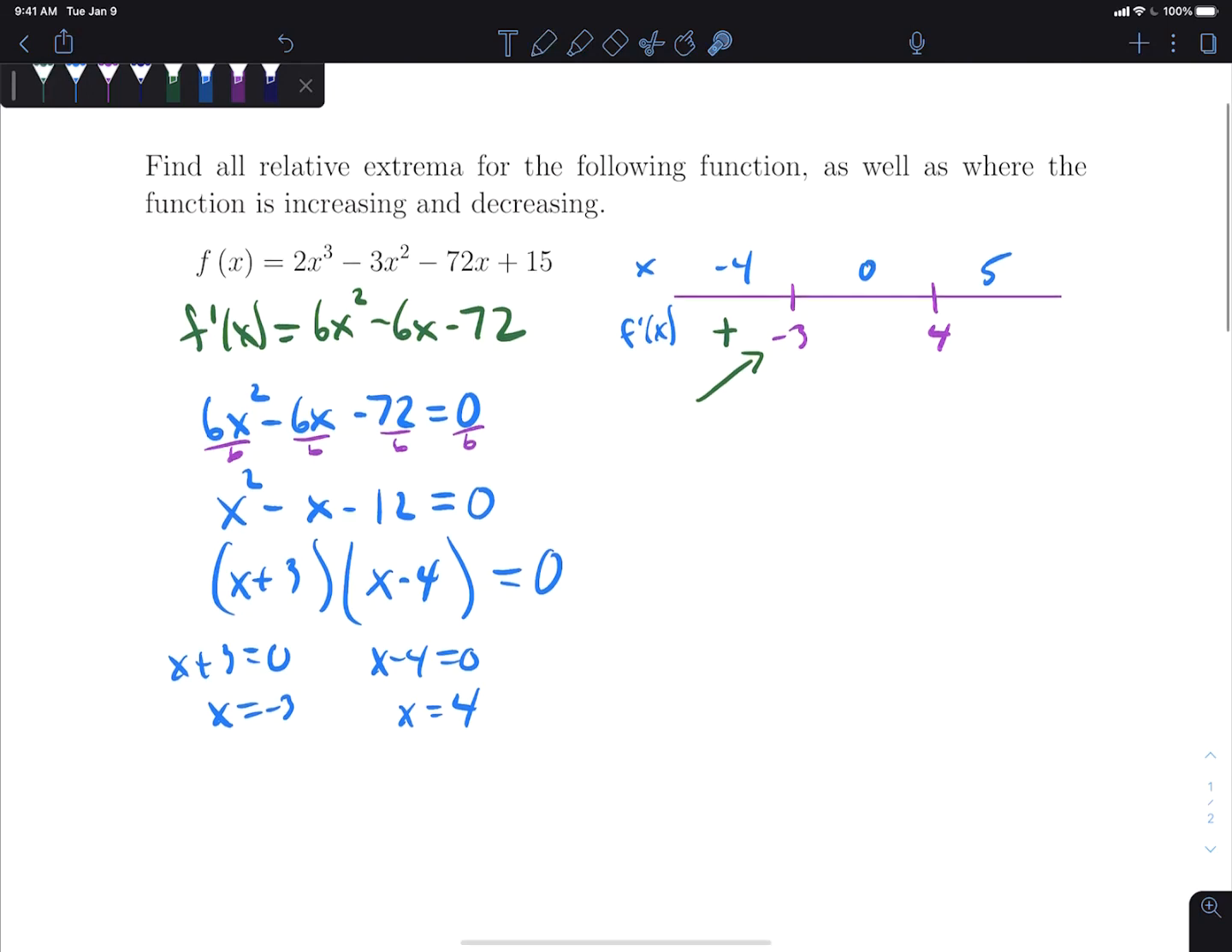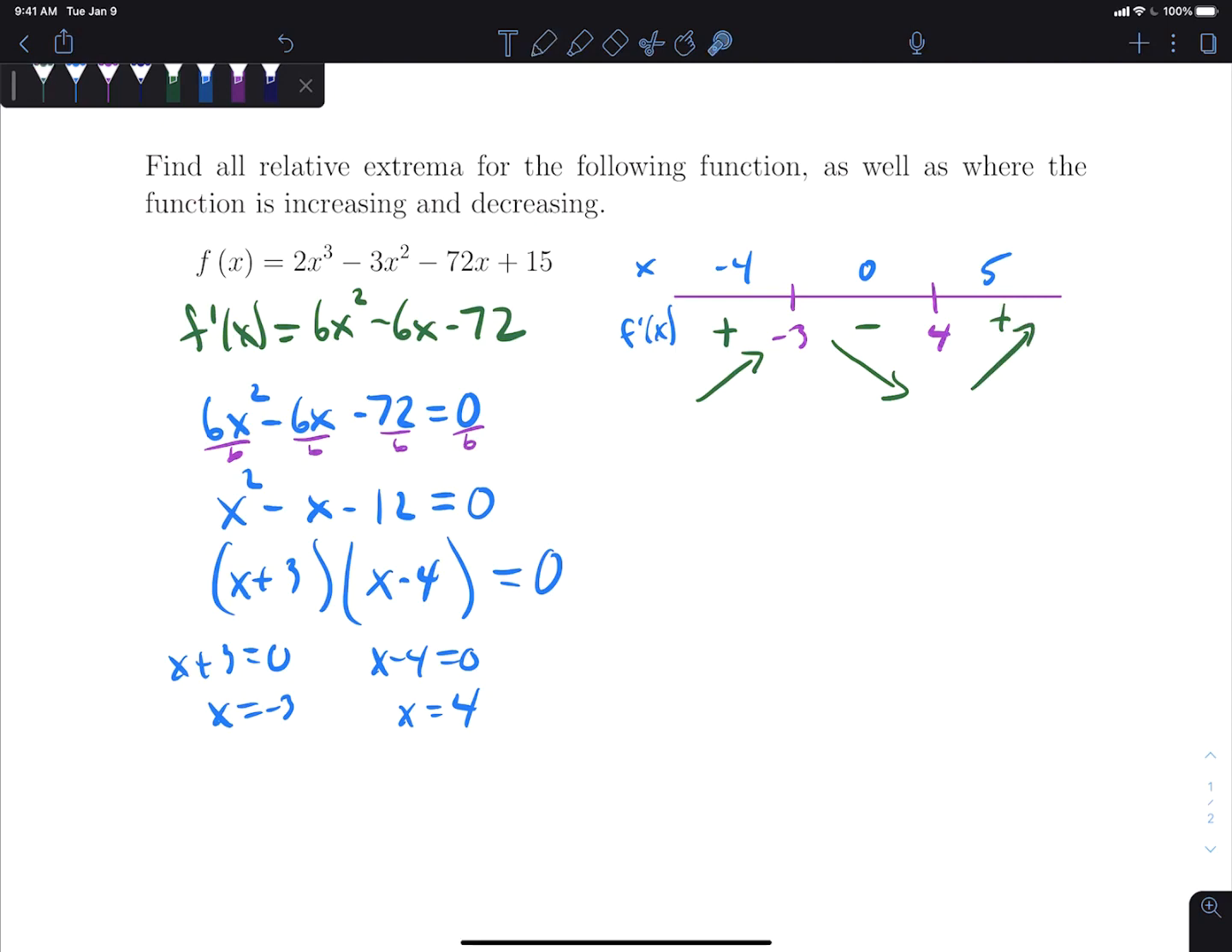Now let's plug in 0. Both of those terms are 0. We're left with the negative 72, so it is negative in this region. In other words, this function is going down from left to right. Then you take the 5 and plug it in. So 5 squared is 25. 25 times 6 is 150. Negative 6 times 5 is negative 30, so that means 120. 120 minus 72 is, again, positive, making that go up from left to right.